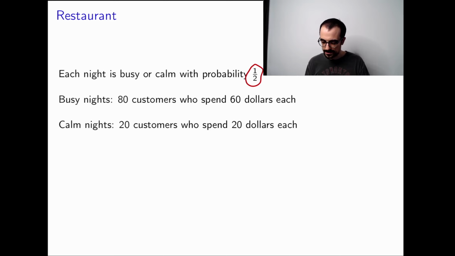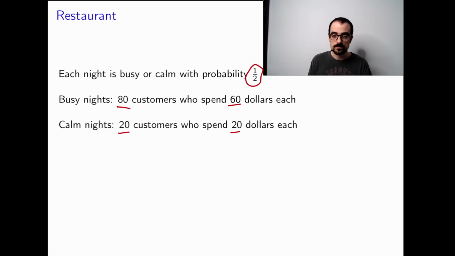On busy nights, we get 80 customers who spend a lot. I don't know, they get drunk, things get a little bit crazy. They spend $60 each. On calm nights, people are maybe more conservative. They're taking it easy. Maybe it's during the week. They don't want to spend too much. They only spend $20 each.